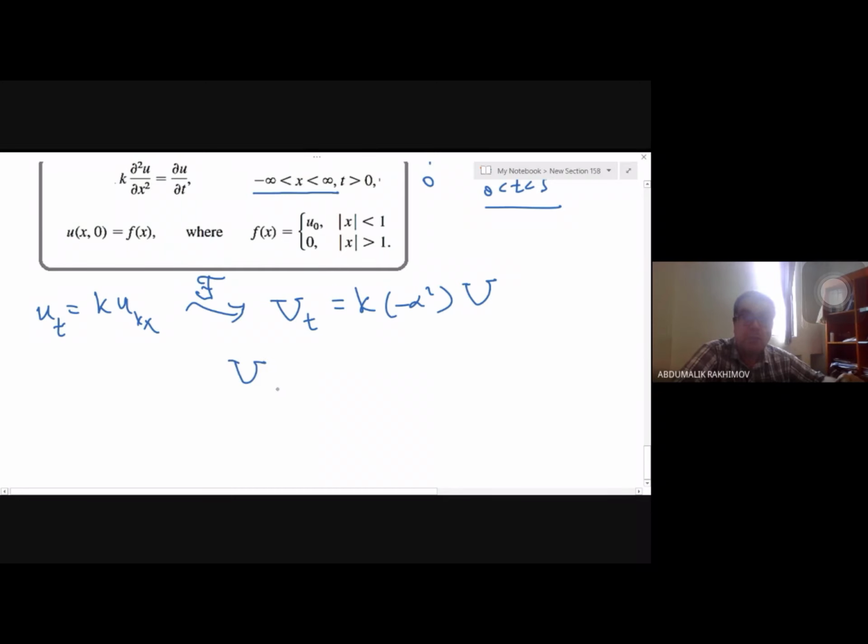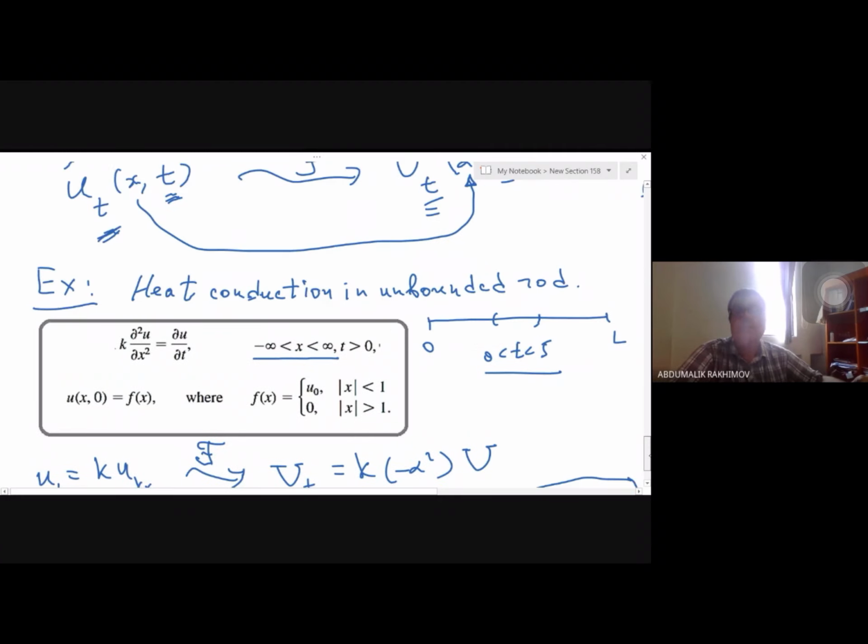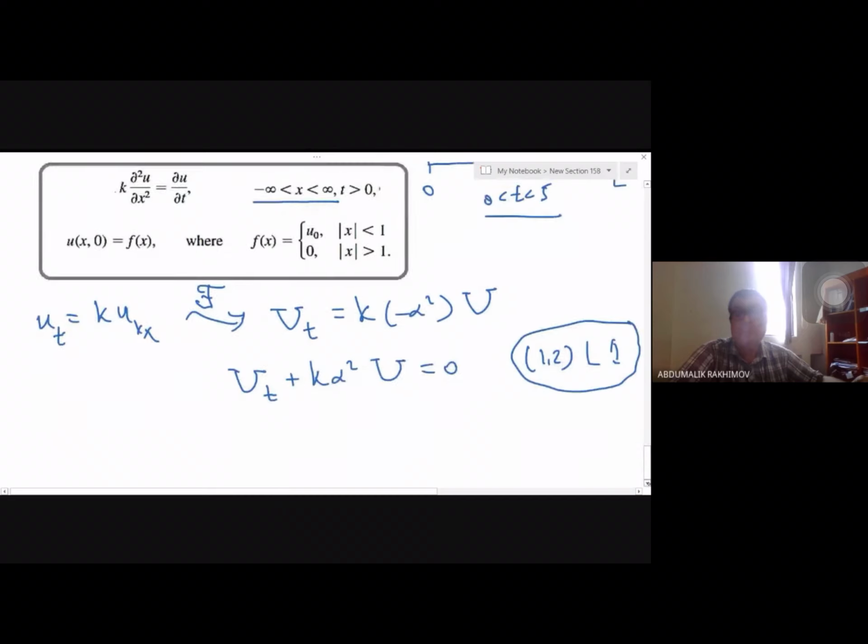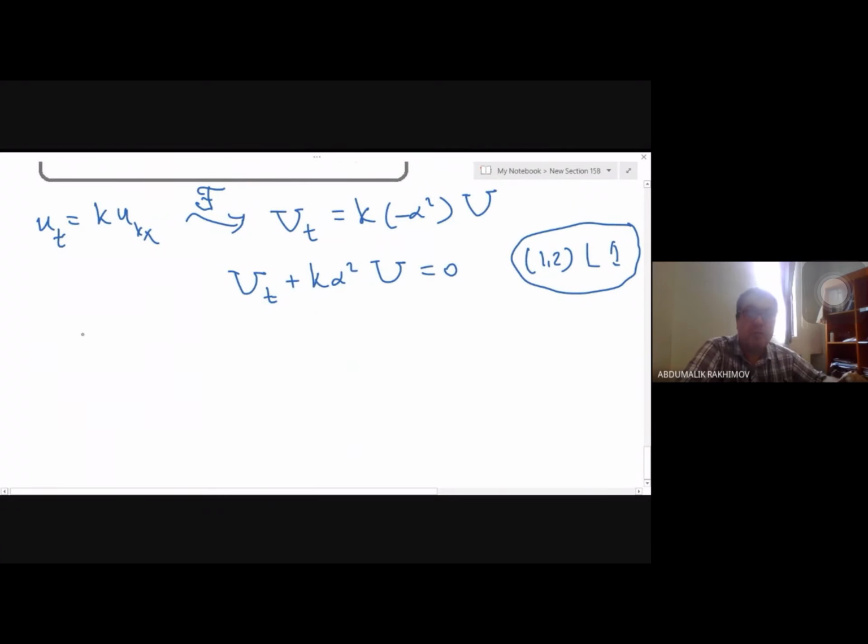u_t plus k times alpha square U is equal to 0. What is this equation? This equation is equation 1.2, lecture number 1. It is actually the second equation which we have seen, revised in this course. So what will be the solution of this equation? The solution is U(alpha, t) equal to some constant, let's say A, exponential minus k alpha square t.